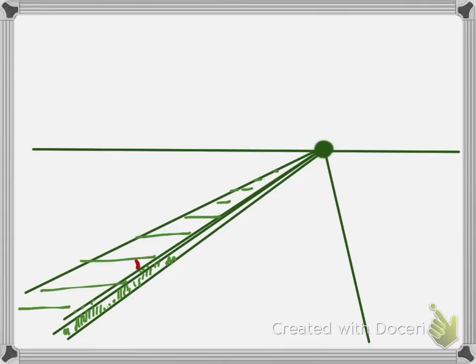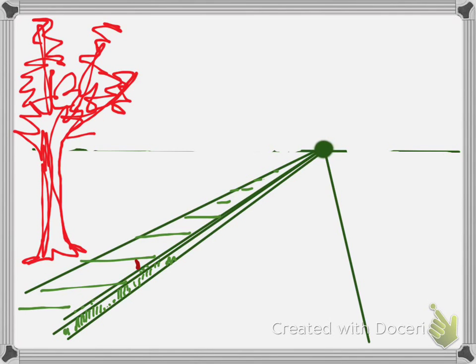Okay, continuing on, you're going to just lighten the horizon line. I can't erase or lighten on this program, so I just erased most of it. And then I'm going to add my first tree.